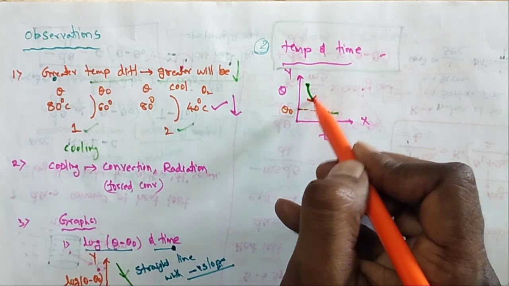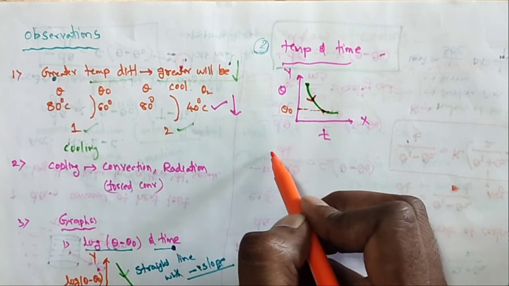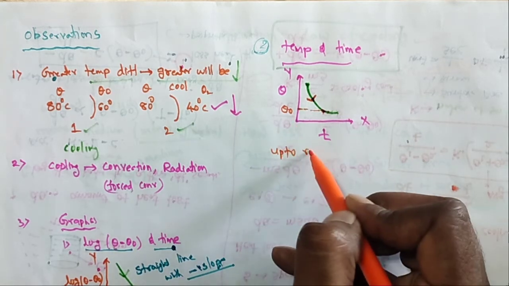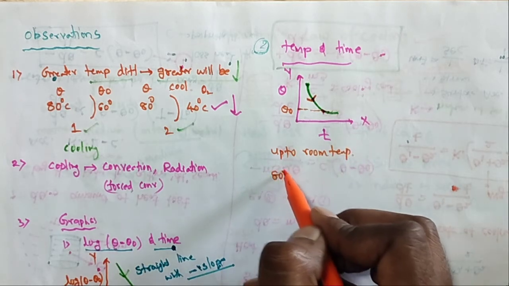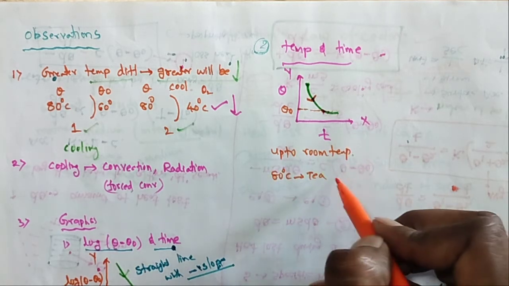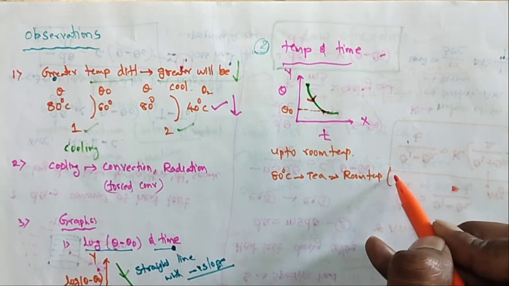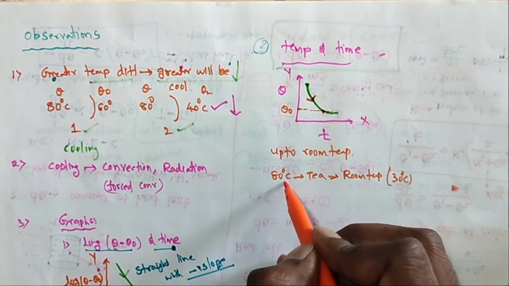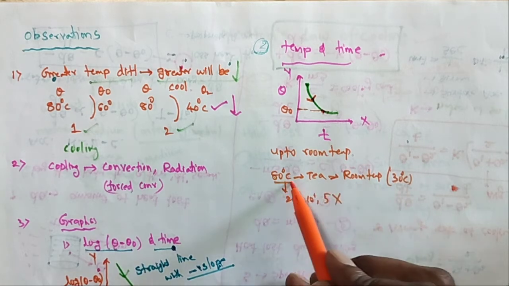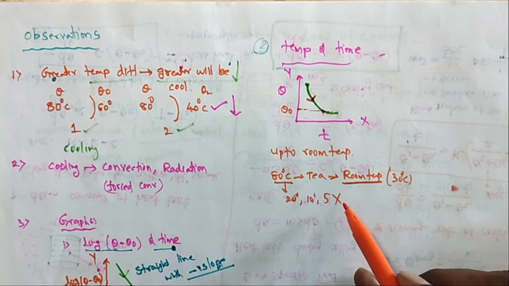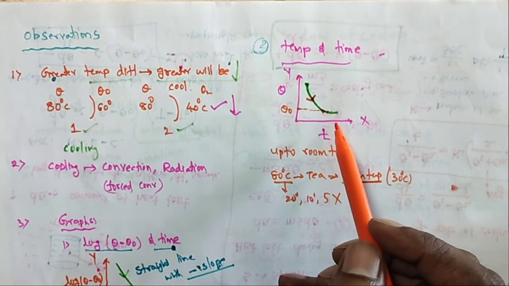Okay, so this is a cooling curve. Always it cools up to room temperature only. Suppose it is 80 degrees and it cools to room temperature. I am taking, for example, room temperature as 30 degrees, but not 20 degrees or 10 degrees or 5 degrees. Always the cooling is up to room temperature, not below the room temperature. So this is the graph of temperature and time.